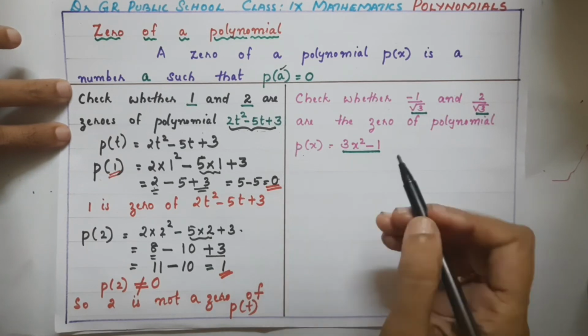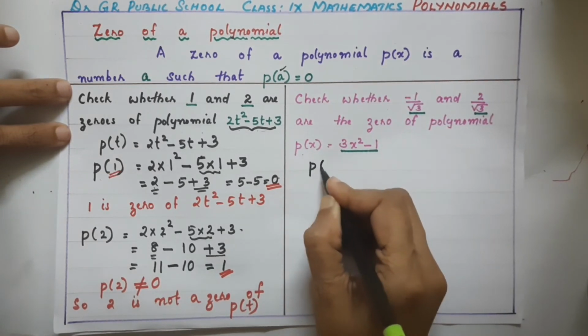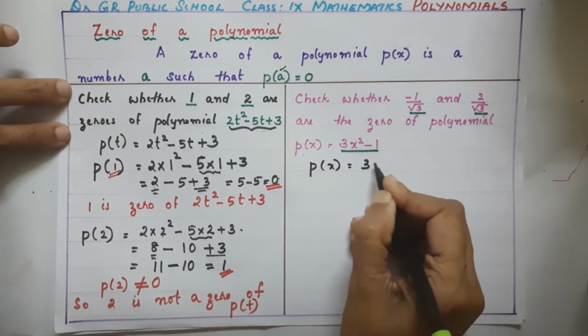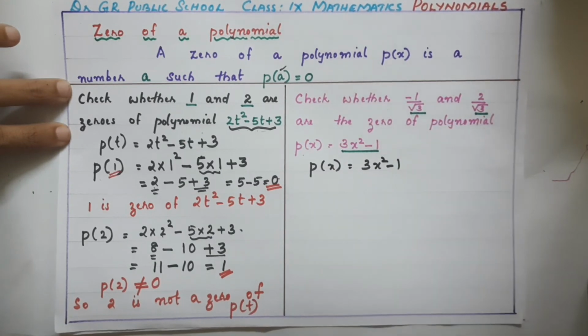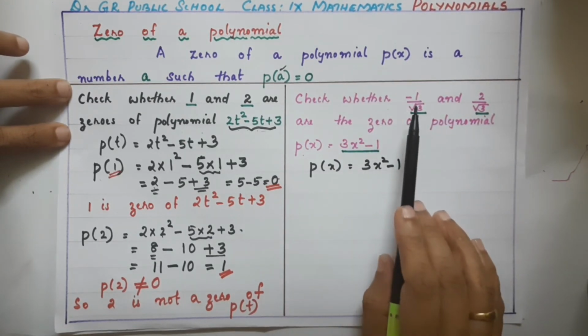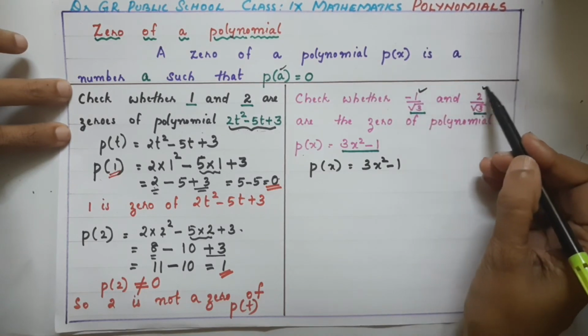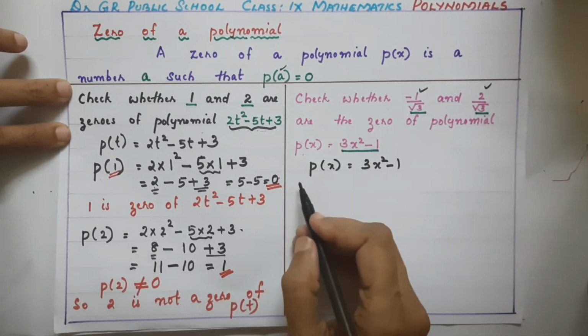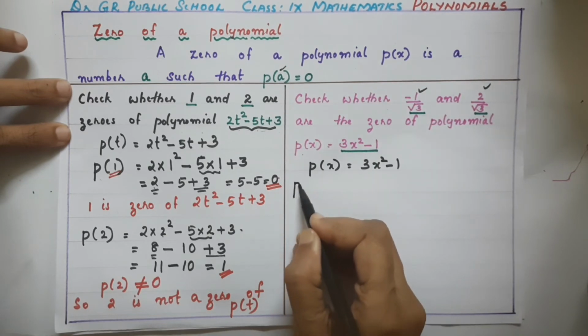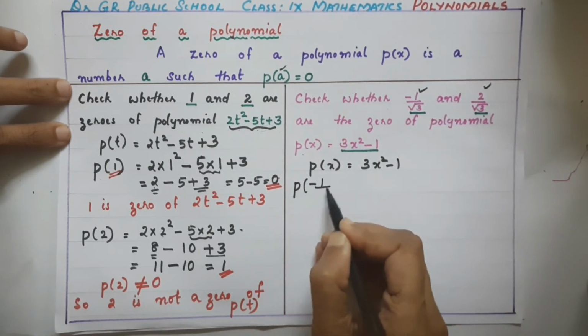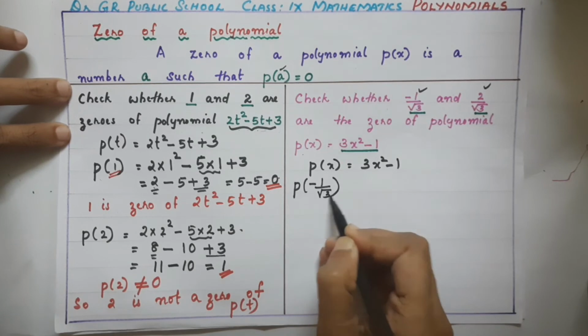So what is the polynomial? P(x) equal to 3x square minus 1. What are the values we have to verify? Minus 1 by root 3 and 2 by root 3. So what we have to do? We have to find out P of minus 1 by root 3 first.